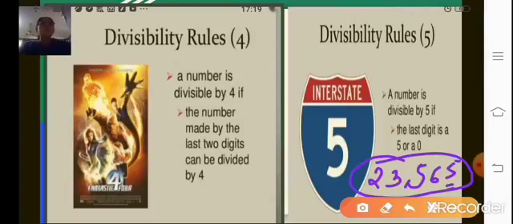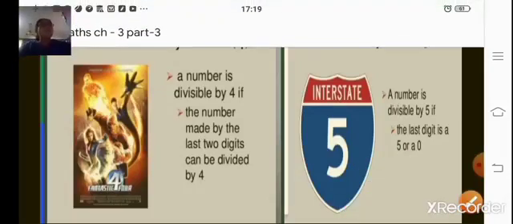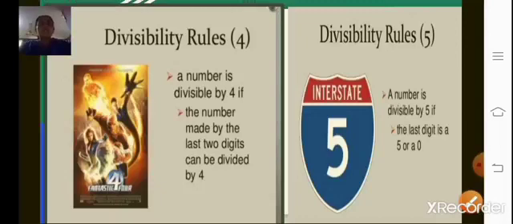So when is a number divisible by 5? A number is divisible by 5 if the last digit, meaning the digit in the ones place or units place, is 0 or 5.